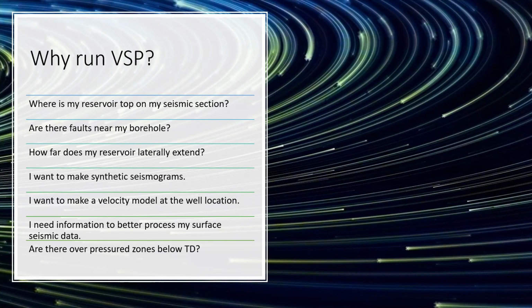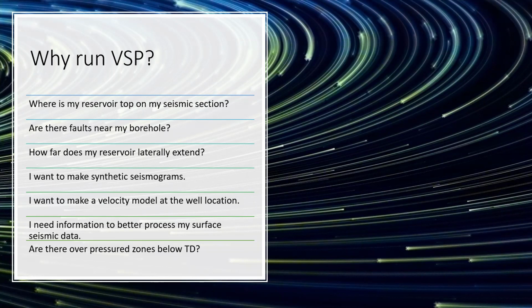I want to make a synthetic seismogram. We know the depths of horizons in the well, and we record wave travel times during the VSP survey. Then we can compute velocities that can be used to generate the synthetic seismogram. I want to make a velocity model at the well location.